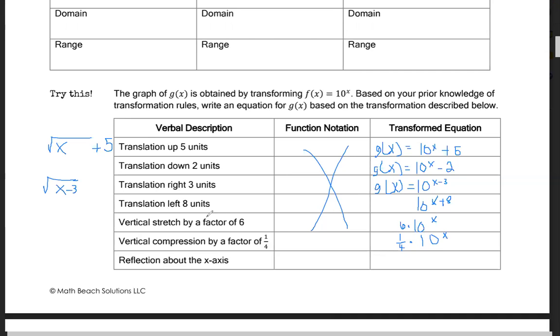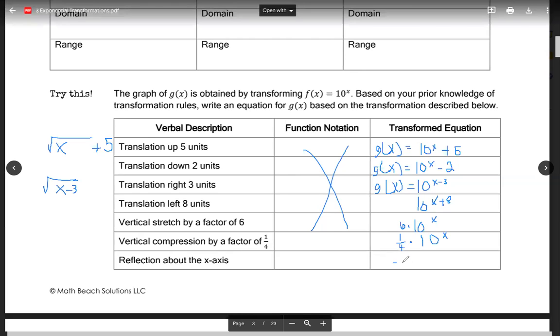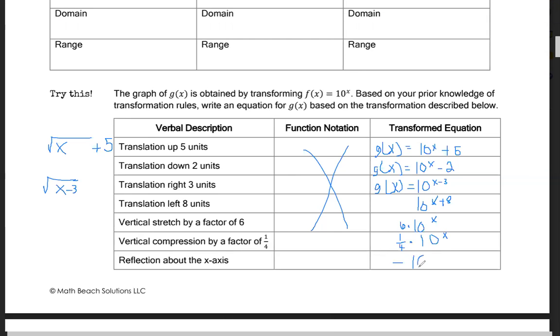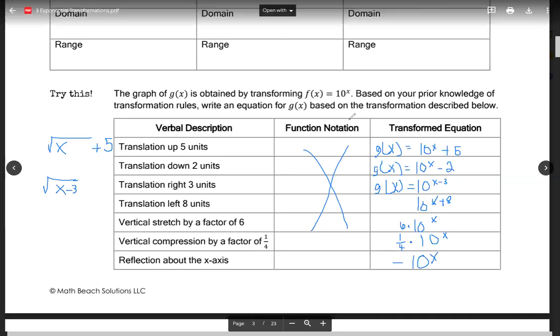And then last but not least, reflection about the x-axis. So now you'd have a negative out in front. Okay, so those are the basic transformations right there. Again, not terribly hard if you understand transformations, but you've got to go back and think about all the different transformations we've done. The thing is, they have not changed.